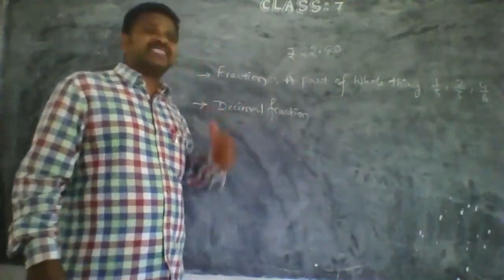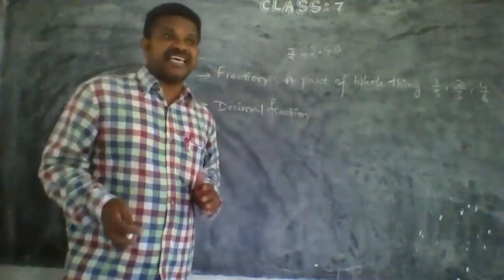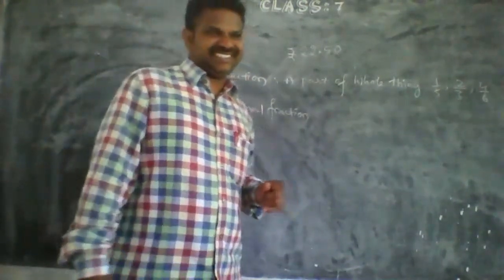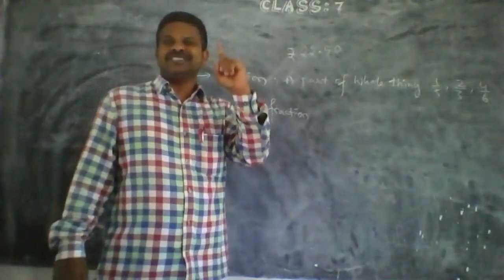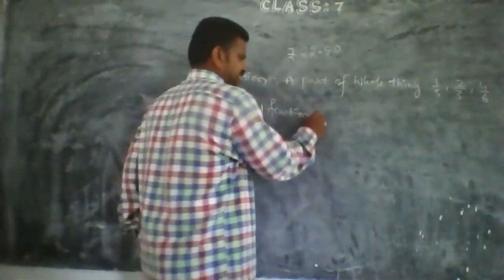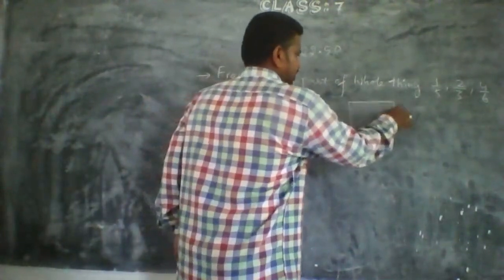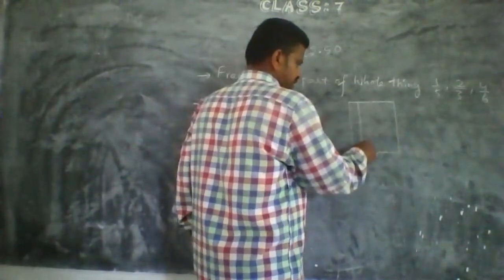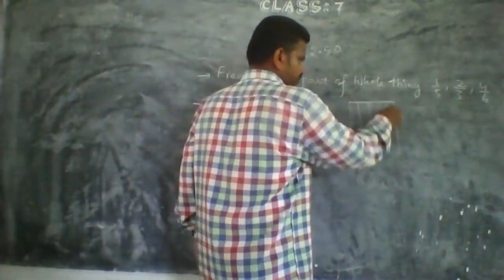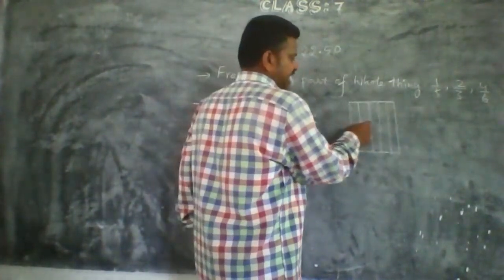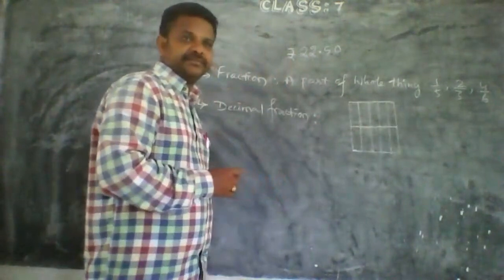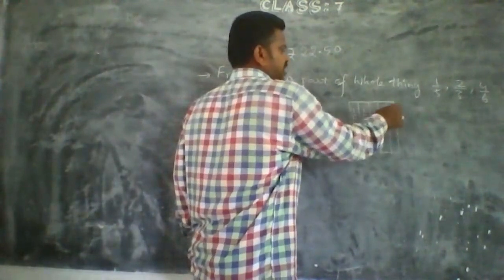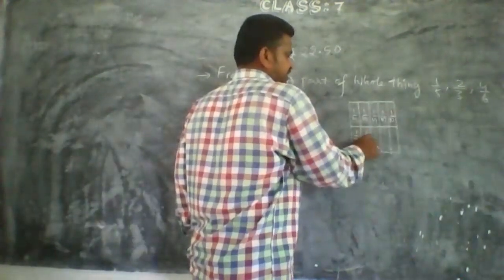And what about the decimal fractions? What is the meaning of deci? Deci means 1/10 part of a whole. If this one is divided into 5 parts, that is 5 parts, you know. If I divide it into 10 parts, look here, this is 1/10, 1/10, 1/10. Each part represents 1/10.